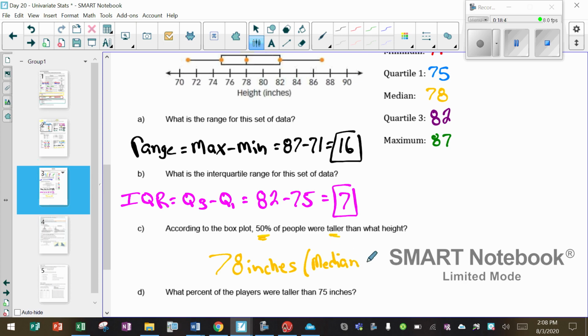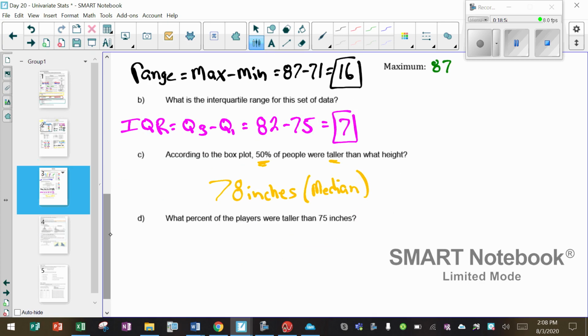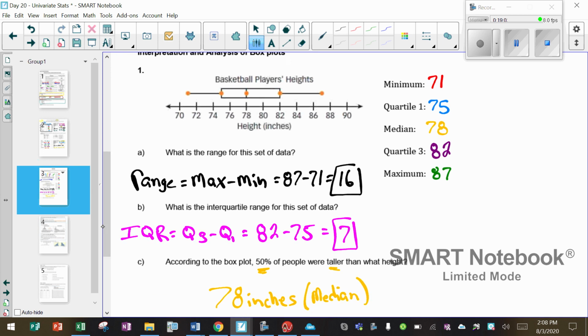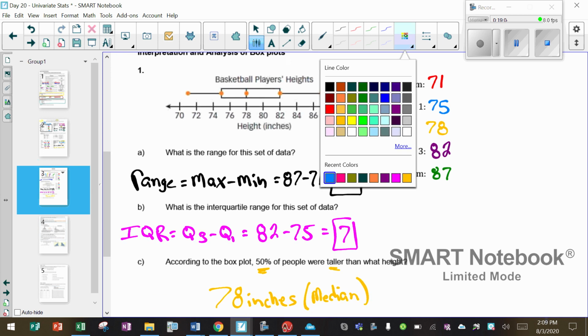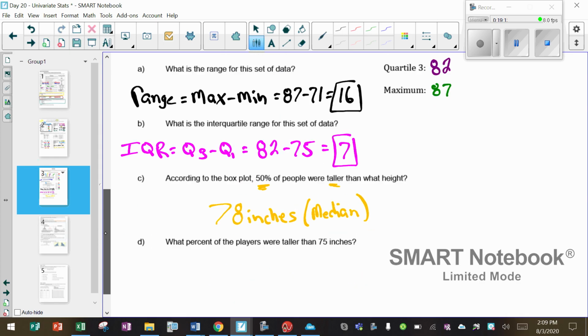Median is the exact middle score. So half are either at that height or below, and the other half are either at that height or above. So that's our middle number. What percentage of the players are taller than 75 inches? Percent of the players. So the 75 is our lower quartile score. That's Q1. That is our 25th percentile.